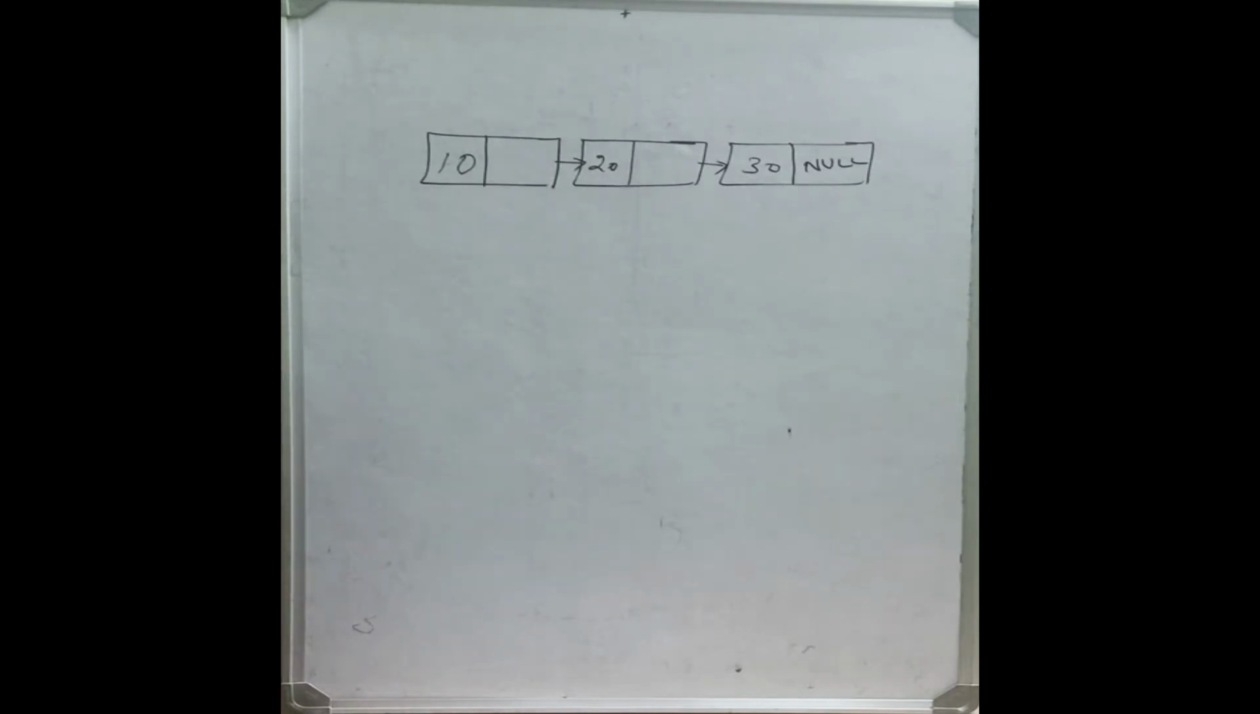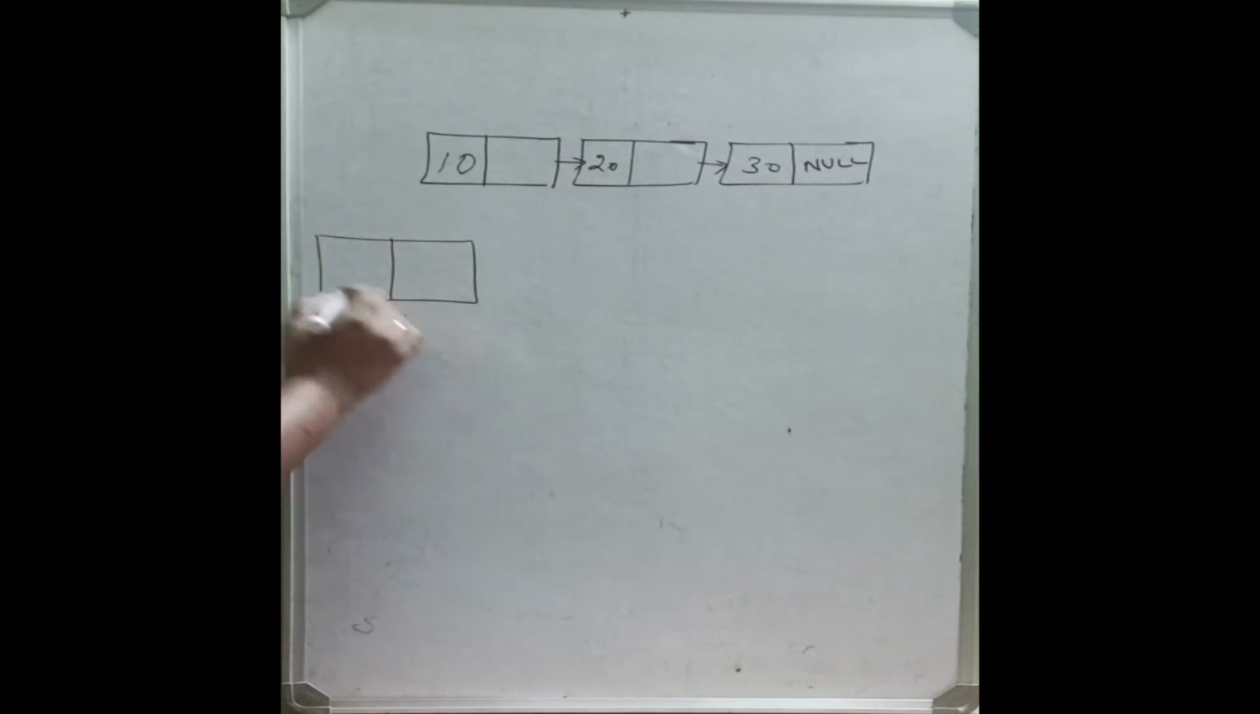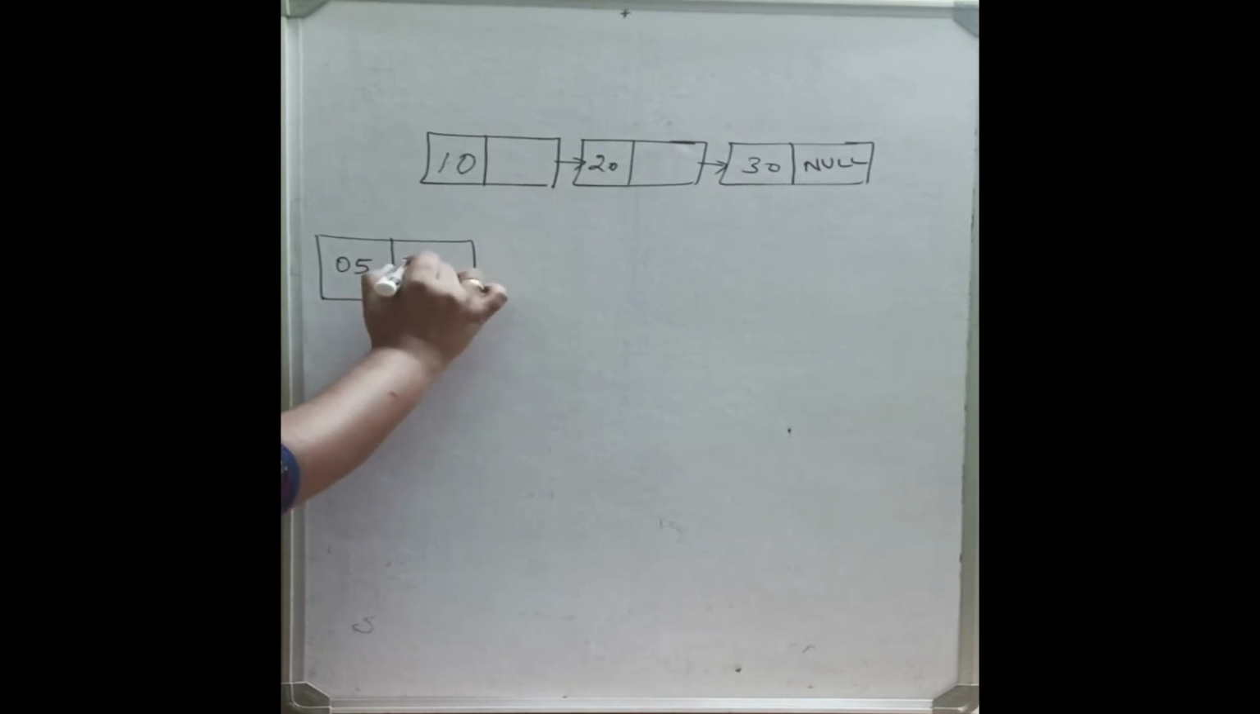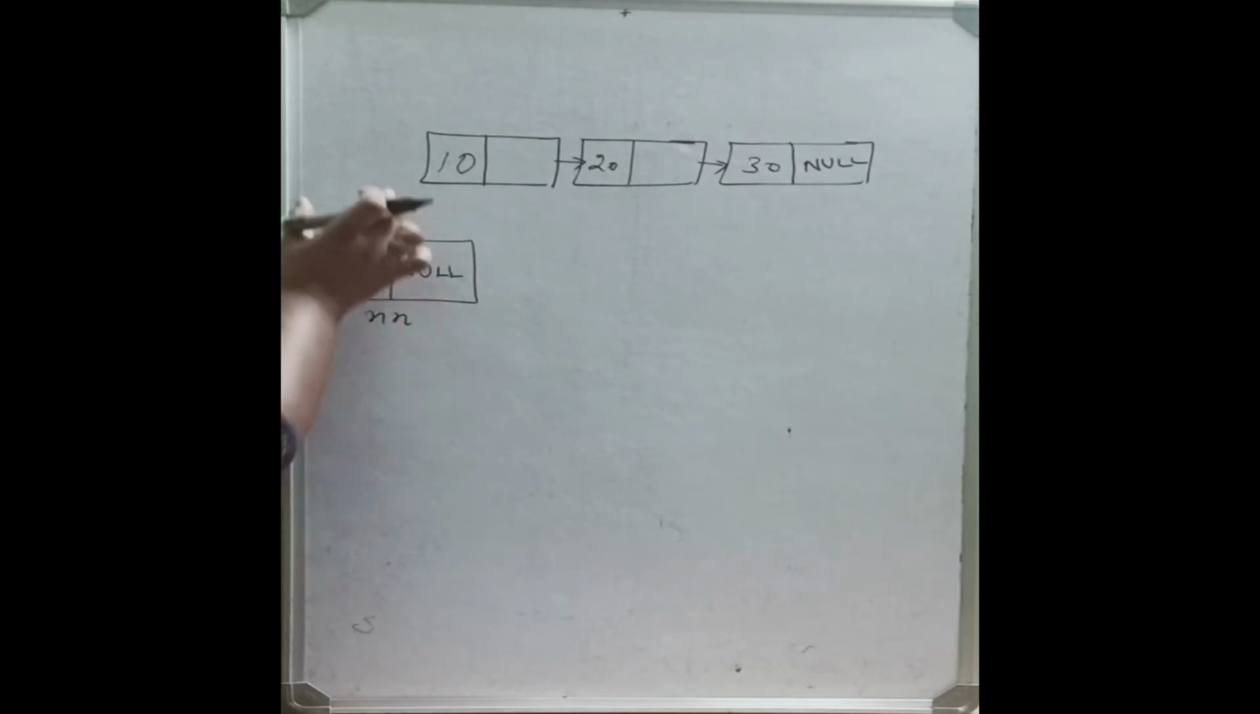Now I will consider 3 positions: insert at the beginning, insert at the end, and insert in the middle. Right? So I am going to insert a new node at the beginning. This is my new node. The value of this node is 5, and this node will have a null value in the link field.